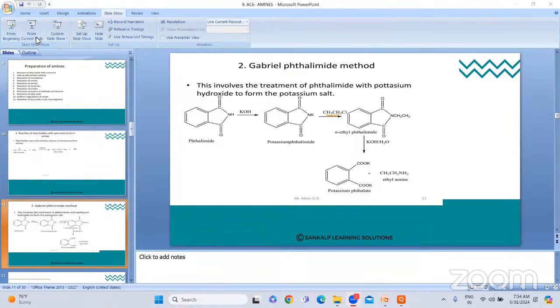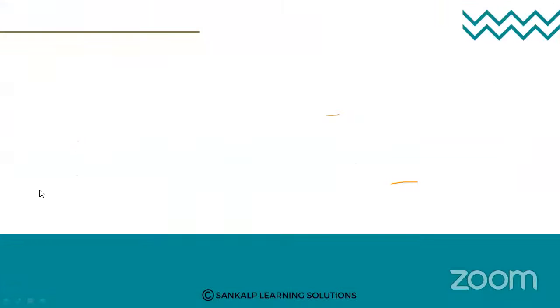I have mentioned in the last class, it is very important. So we have seen all the six preparations. Today we are going to start with the chemical properties. We have completed the physical properties also. So let us see the chemical properties.